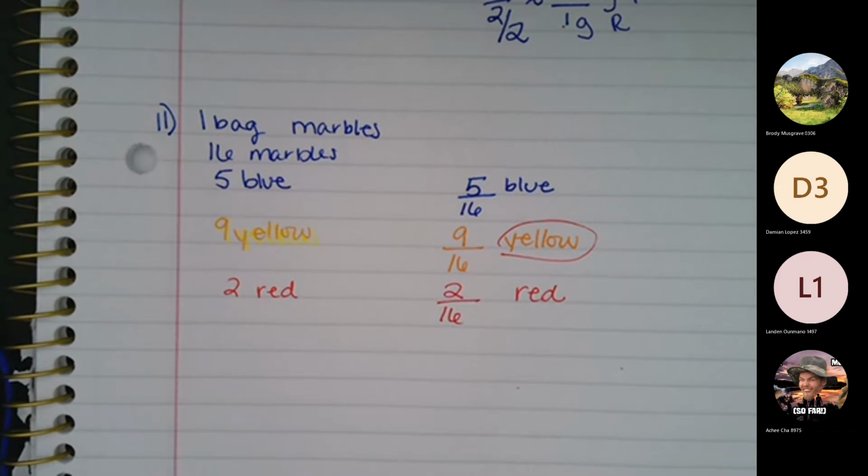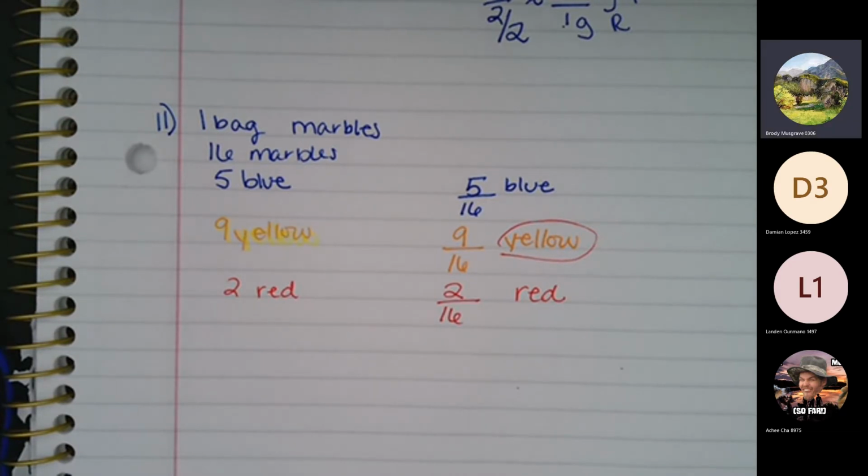All right, so it is unlikely that a red marble will be selected. If I only have 2 out of 16 marbles that are red, that statement's true, right? Out of all 16 marbles, there's only 2 of them. It means that the likelihood of you selecting the red marble is 2/16.